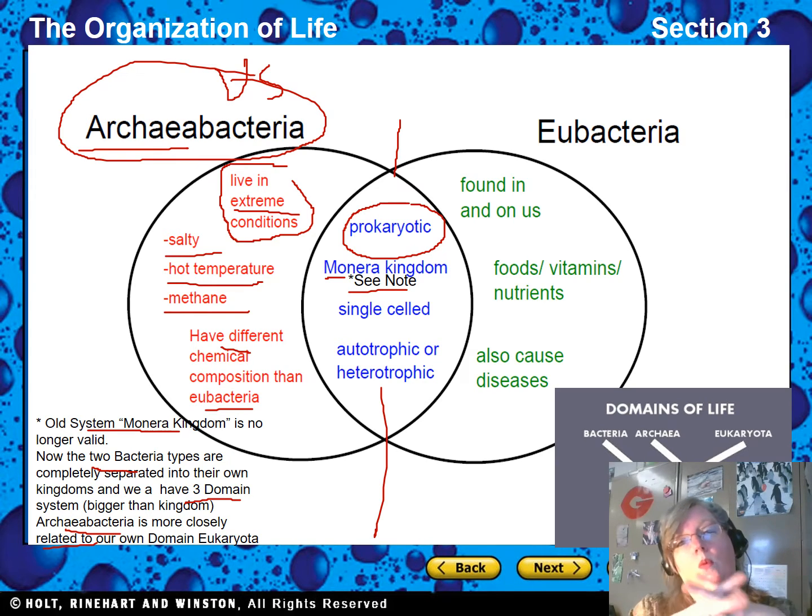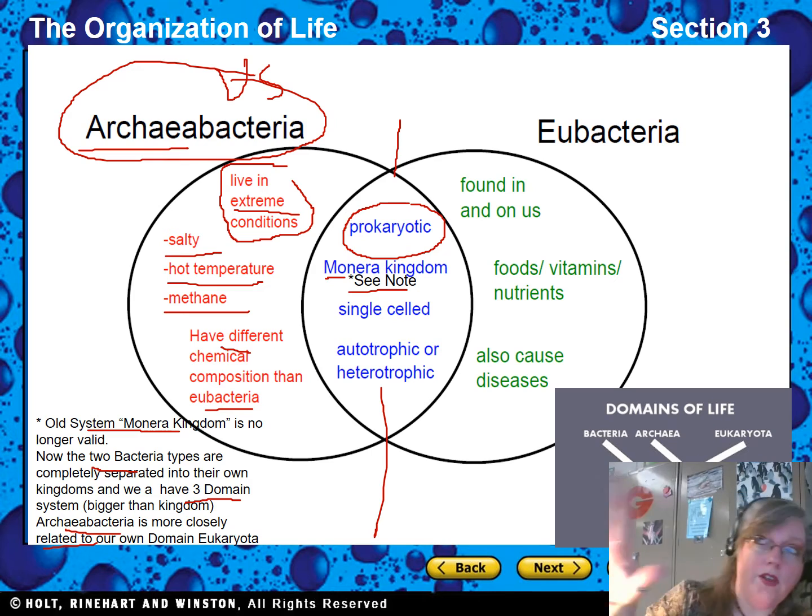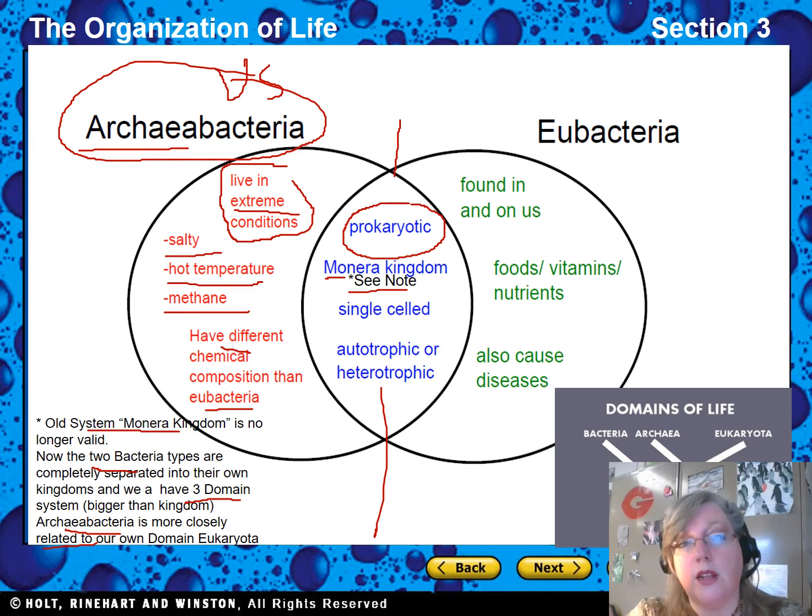Now, what put these bacteria in the spot by themselves? These 2 bacteria got separated out from all the other organisms in the world because they don't have a nucleus, right? So where are we? We're over in the group that has a nucleus, right? So if we're thinking about the 2 bacterias, this Archaebacteria is actually closer to us that have a nucleus. They don't have one, but their characteristics are more similar to us than the Eubacteria. The Eubacteria is further separated from us.